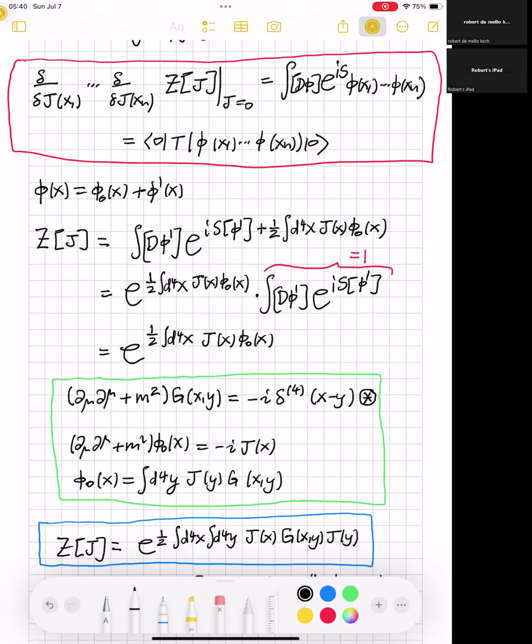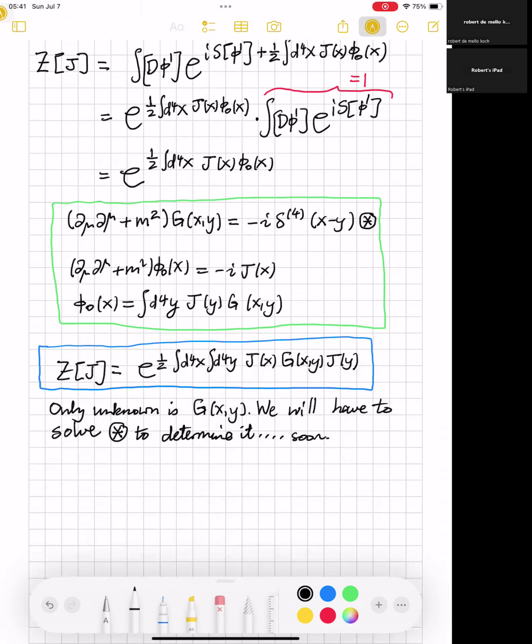Then when we work out Z of J, this is an integral d phi prime e to the i S of phi prime, and then we've got this extra 1/2 integral d4x J of x phi naught of x. And if you remember, there was a little bit of work in showing that that exponential becomes this form. Now, because J of x and phi naught of x are completely independent of phi prime, we can take them out of the path integral. And then the integral d phi prime e to the i S of phi prime is simply equal to 1. So we got our answer for Z of J as e to the 1/2 integral d4x J of x phi naught of x. Good.